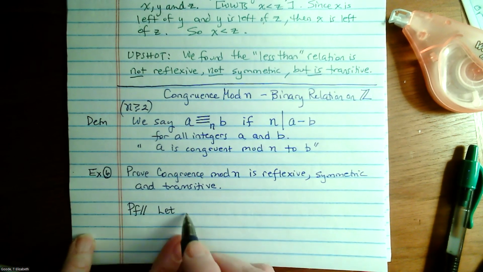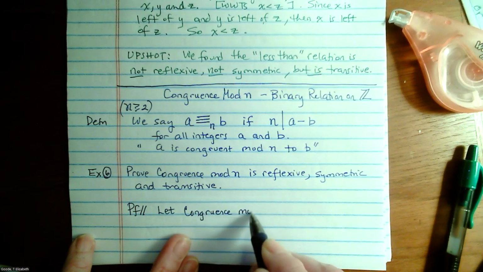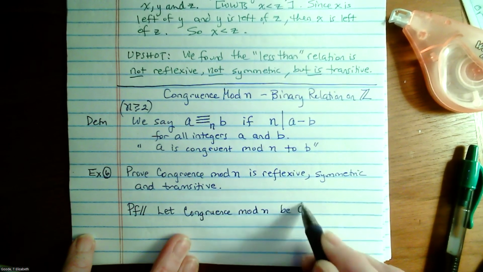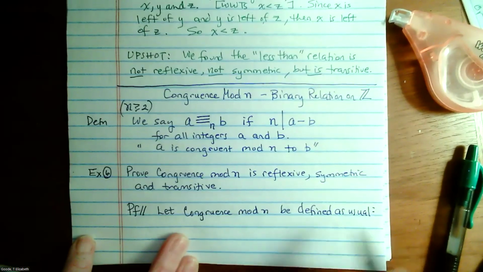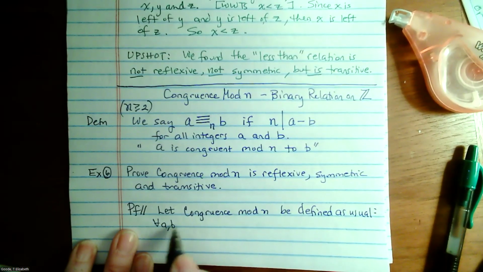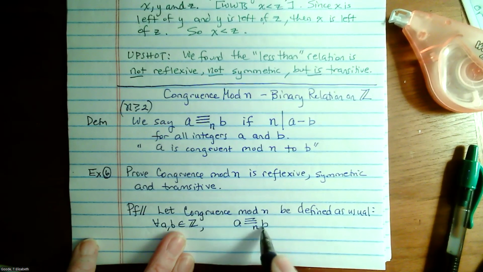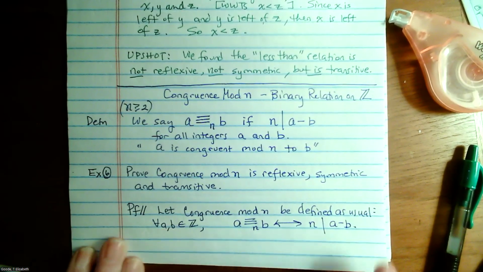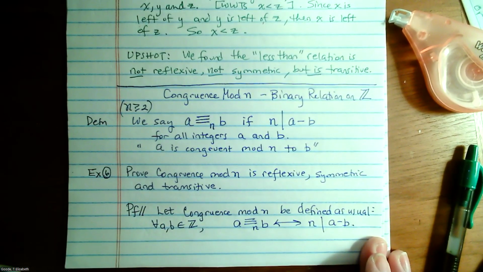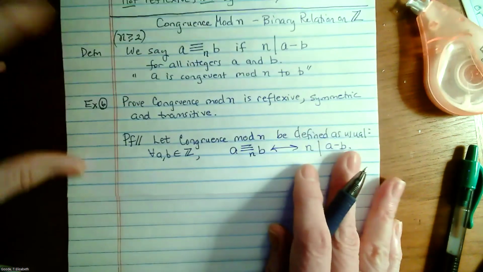So we'll go ahead and say, let congruence mod n be defined as usual. I'll just write it again. For all A and B in Z, A is congruent mod n to B if and only if n divides A minus B. So we're going to prove reflexivity, symmetry, and transitivity of this particular binary relation on Z.